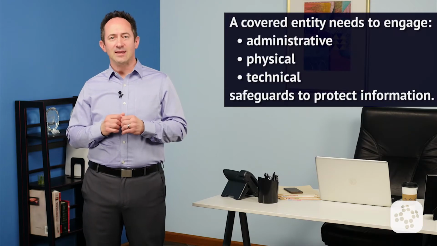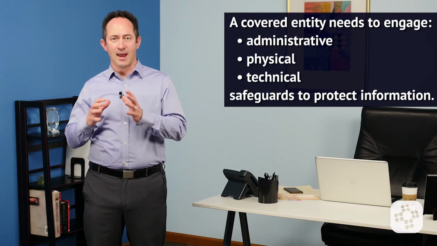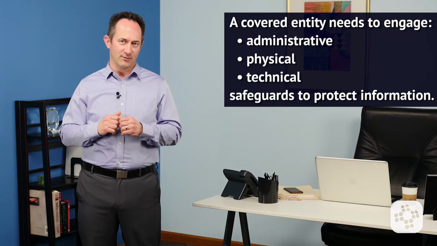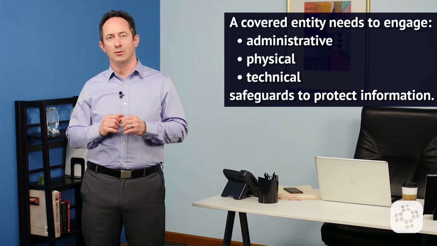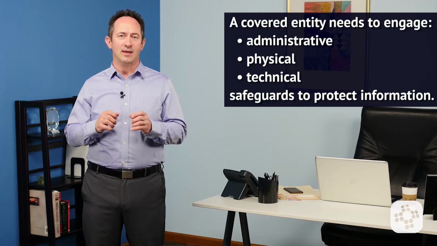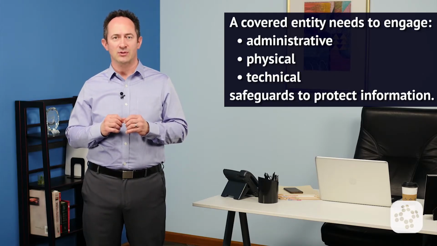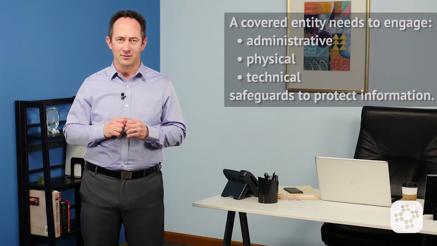A covered entity needs to engage administrative, physical, and technical safeguards to protect information. A covered entity needs to perform a risk analysis to determine what measures need to be taken to reduce risks and vulnerabilities to a reasonable and appropriate level.